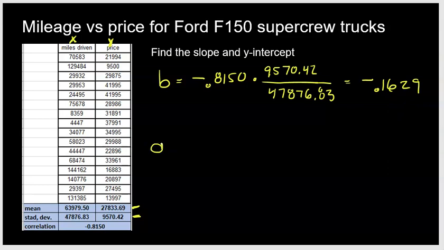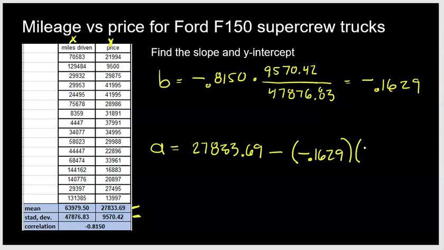All right, now we're going to go ahead and find the y-intercept A. To do this, we take the average y. The average price of a truck was $27,833.69 minus, now we got to take the slope we just found, negative 0.1629, and multiply that by the average of the x's, which is the average number of miles, which is 63,979.50. All right, so be careful. That is going to turn into a plus sign because when you subtract a negative, it does make a positive.